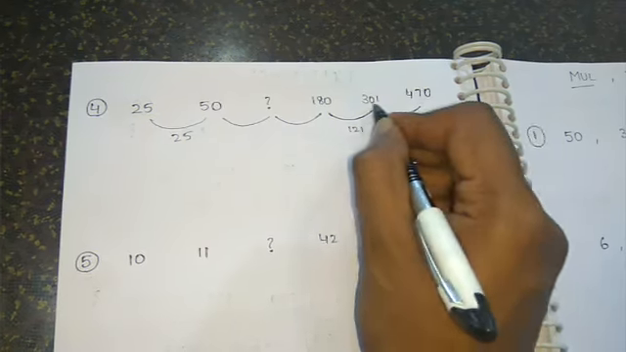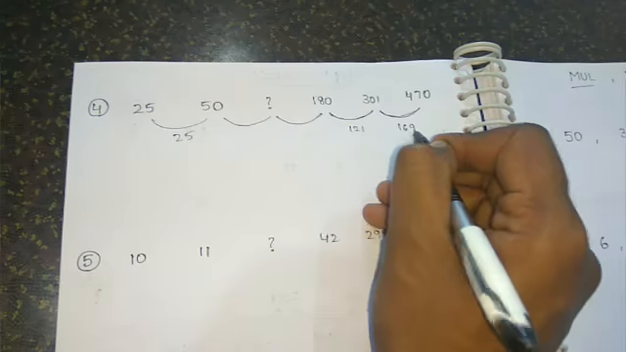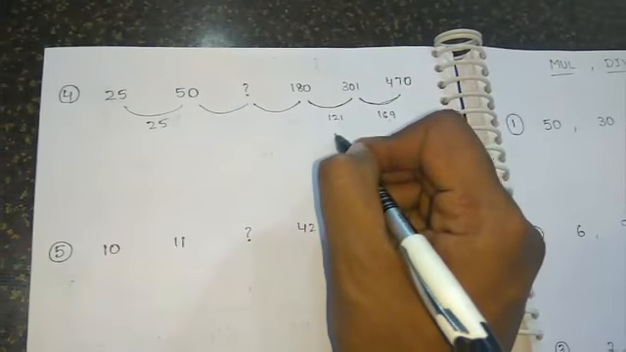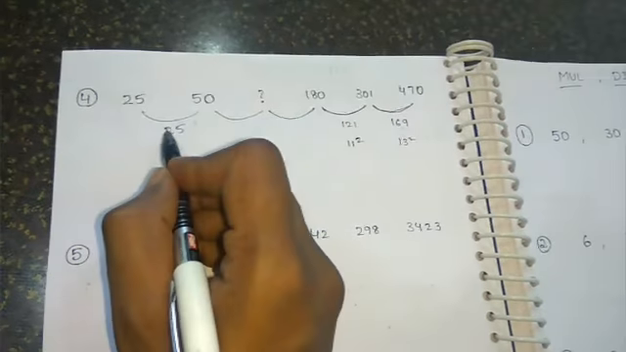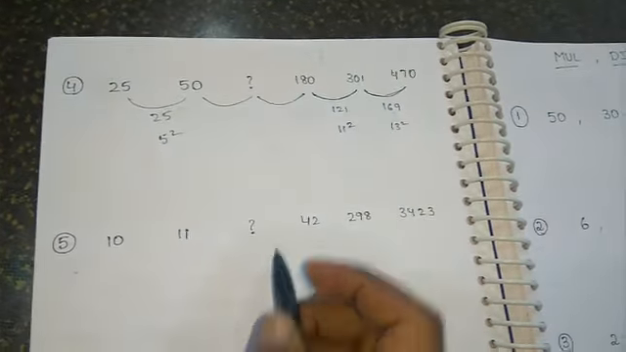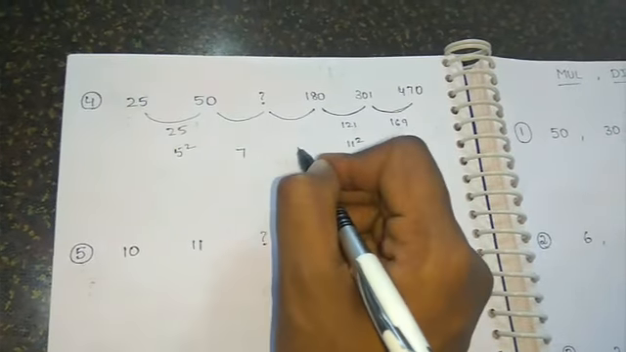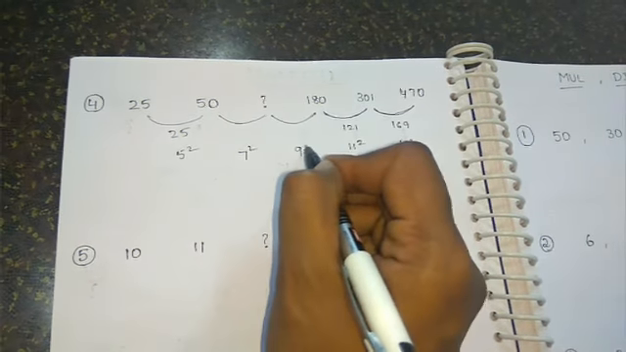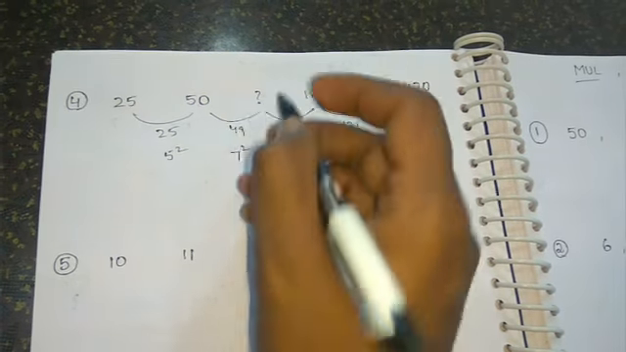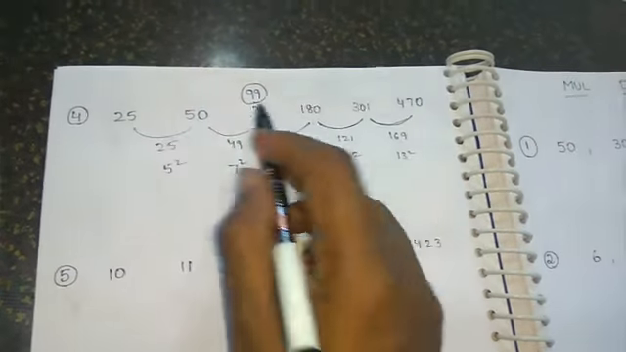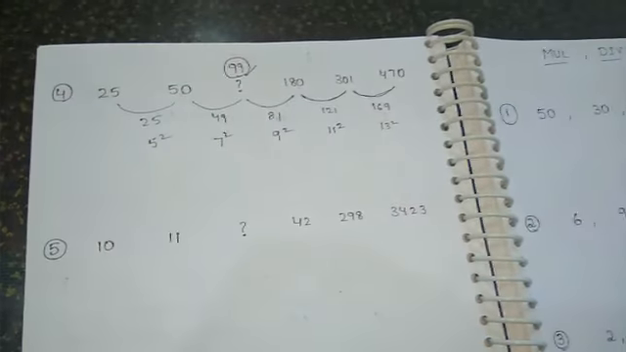So here what is the difference? 300 plus 170, 470 minus 1 is 169. So see here, 121 is nothing but 11 square, 169 is nothing but 13 square. 25 is nothing but 5 square. So what should come here? 5, 7, 9, 11, 13. So here the difference will be 7 and this will be 9. So 7 square and 9 square. Right? 7 square is 49. 9 square is 81. 50 plus 49, 99. 99 plus 81 is nothing but 180. So 99 is the right answer.